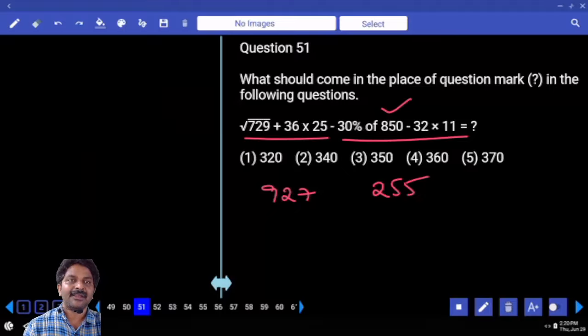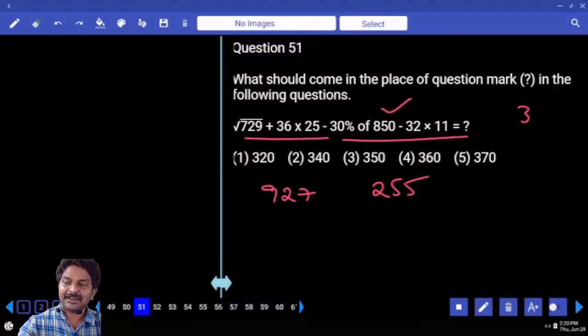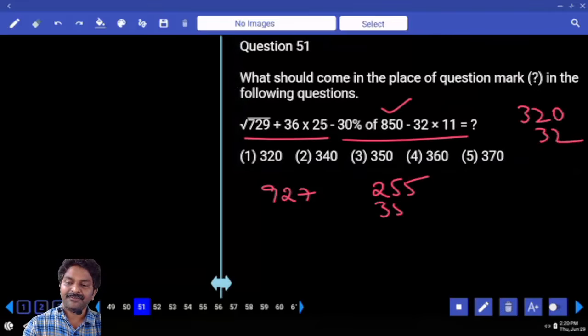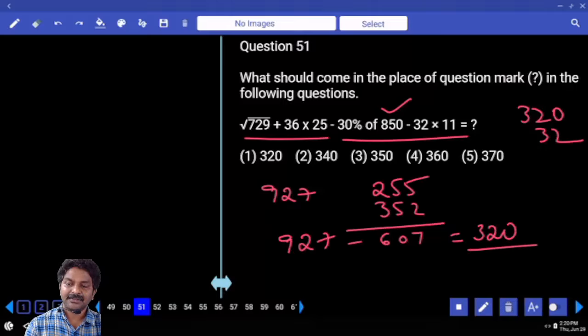And then 32, 11 times. 10 times plus 1 time, that is 352. The sum of both the negative numbers is 607. That must be subtracted from 927. Answer 320. Yes.